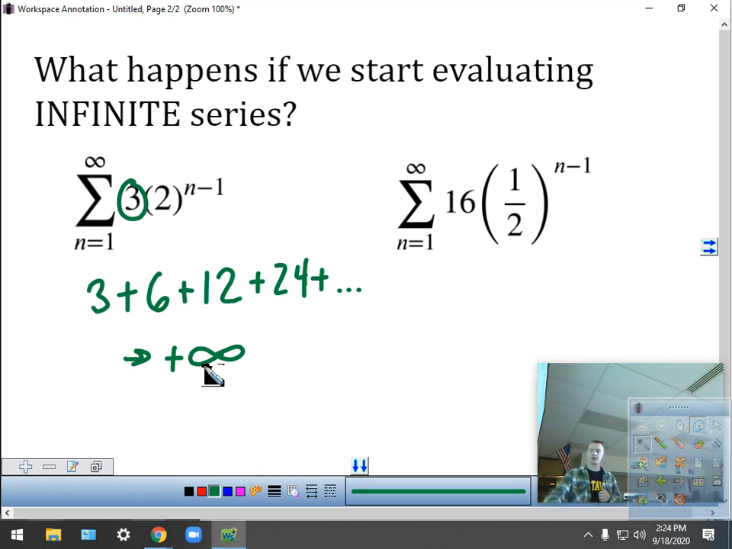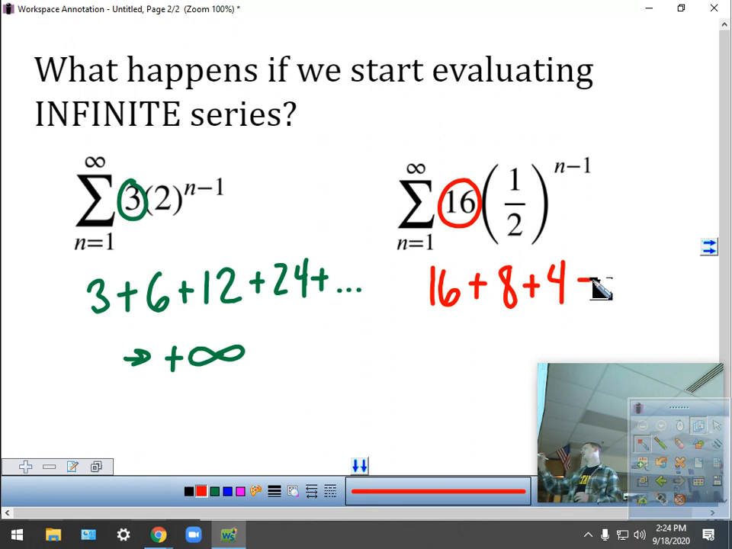The last one is really weird. The first number is 16. The next number would be 8. You can check my work here. Then it would be 4. Then it'd be 2, and then it'd be 1, and then it'd be a half. So then we're going to explore this a little bit because it seems like it should keep going on, and it does. It sure seems like it should keep going forever, but something weird happens here.